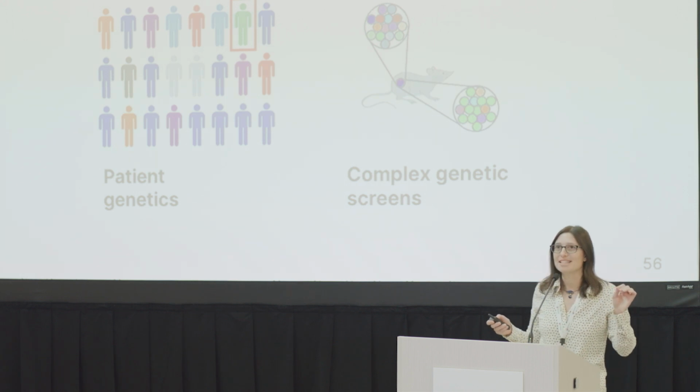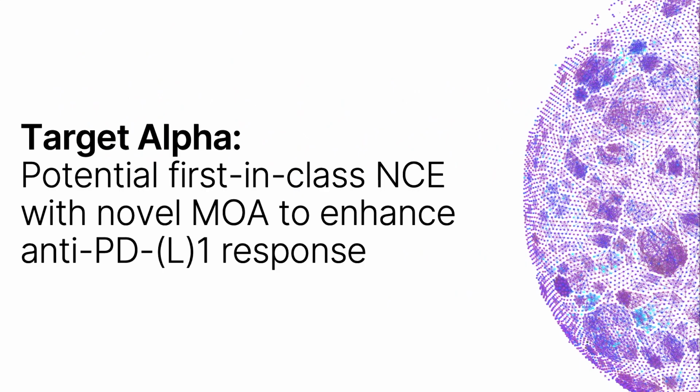So let's dig into a couple of our programs. The first program I'm going to tell you about today is Target Alpha. For Target Alpha, we're combining these external data sets with our maps to find what we think is a potential first-in-class NCE with a novel, we say MOA here, but the reality is this is a compound with polypharmacology, where both of the activities of the compound we think are really essential to driving this enhancement to immunotherapy.